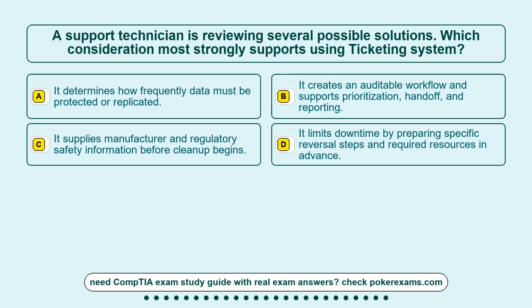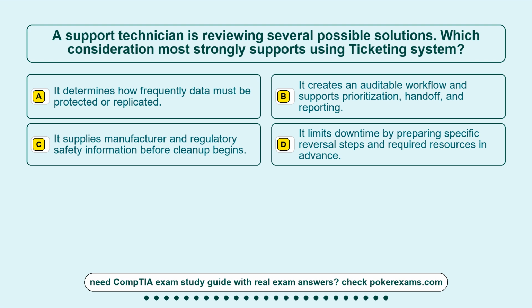Question 22. A support technician is reviewing several possible solutions. Which consideration most strongly supports using a ticketing system? Option A. It determines how frequently data must be protected or replicated. Option B. It creates an auditable workflow and supports prioritization, handoff, and reporting.